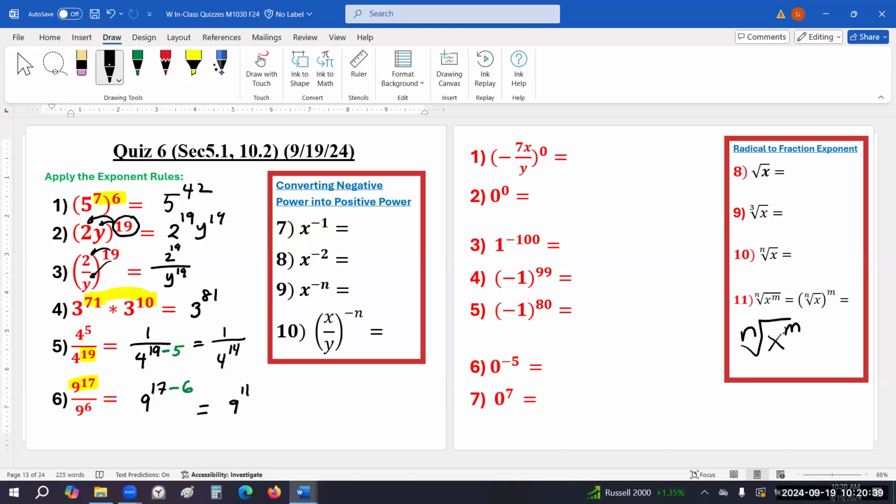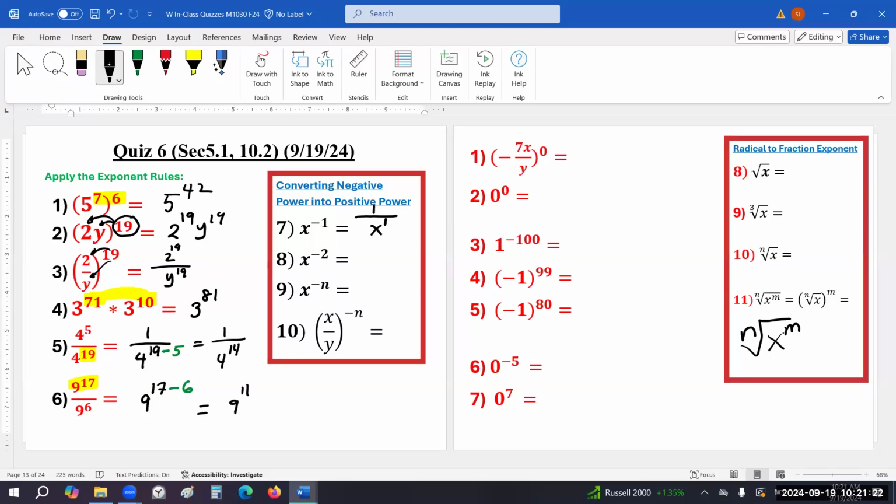Evelyn, right? Next one. You're converting negative power into positive. X. Our goal is to have x to the 1, from x to the negative 1. So what can you do? It becomes a fraction. So we can convert negative power into positive if you make it as a fraction or if you switch its position. X to the negative 1 currently is on the numerator. So if you put it on the denominator, it becomes positive.